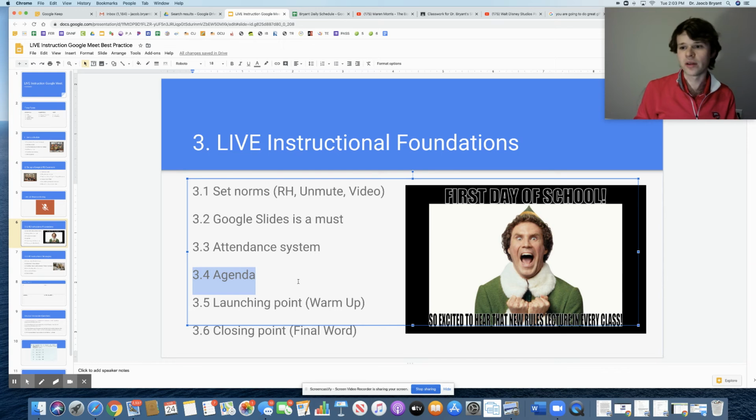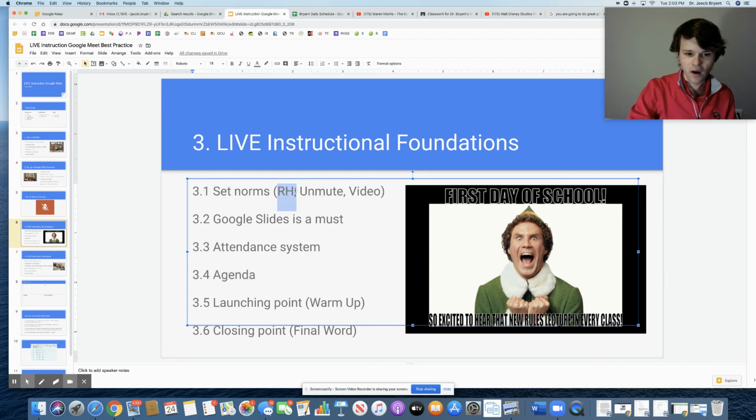And then a closing point. One of my favorite strategies from these sessions, which I actually learned from someone else, is using the final word whip. I just have students type into the chat the word or phrase or sentence that stuck out to them most during the live session. That's kind of their exit ticket in this live session.